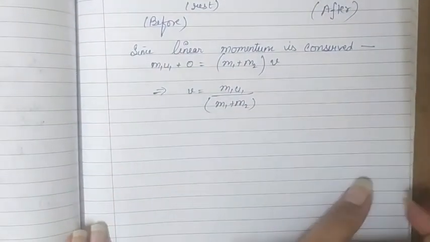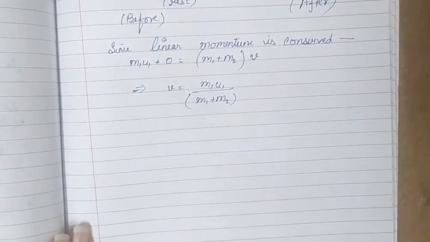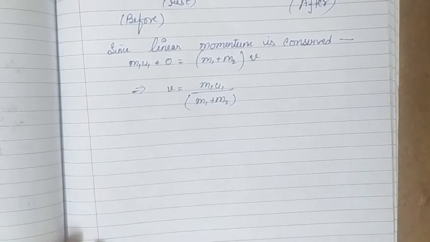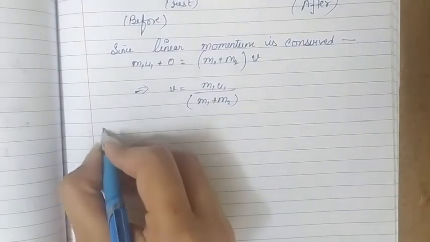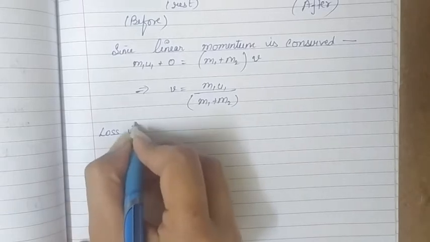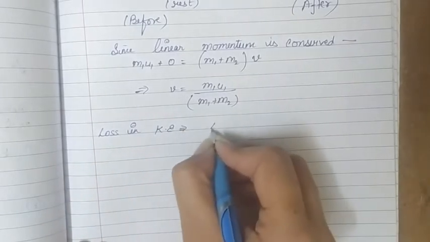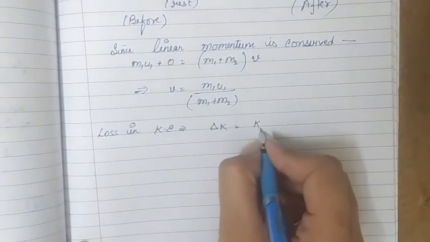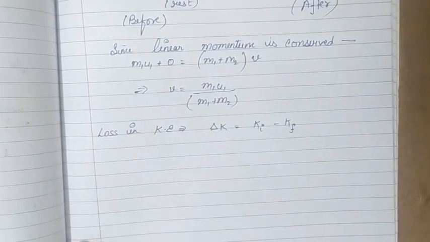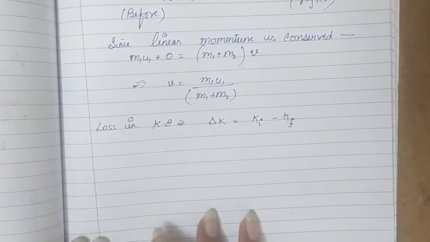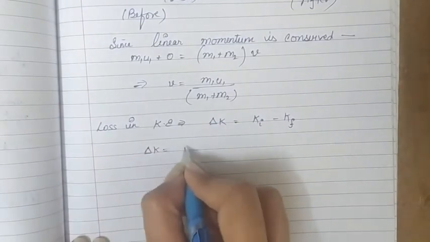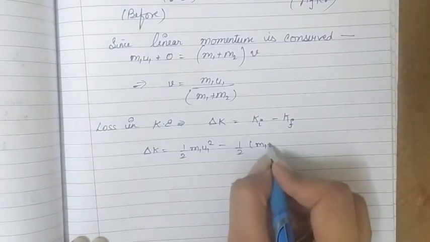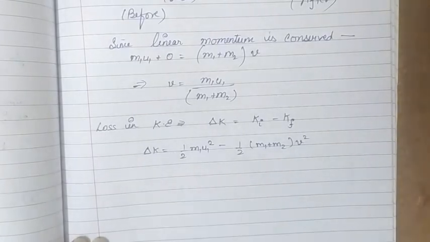Now we can find the value for loss in kinetic energy. Since in the case of inelastic collision kinetic energy is not conserved, there is some loss in kinetic energy. So we are going to find the loss in kinetic energy. It implies delta k. Now delta k is the change which represents the loss. That means initial kinetic energy was greater than final kinetic energy. So we have to find loss by applying delta k is equal to ki minus kf, and delta k is equal to half m1 u1 square minus half (m1 plus m2) v square.